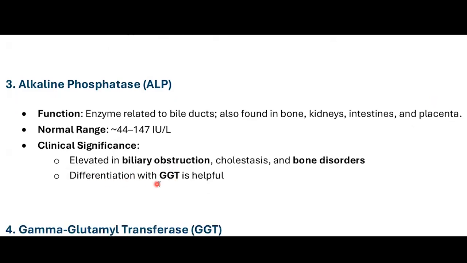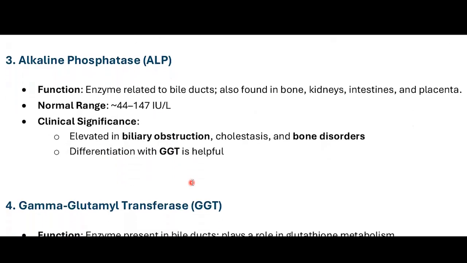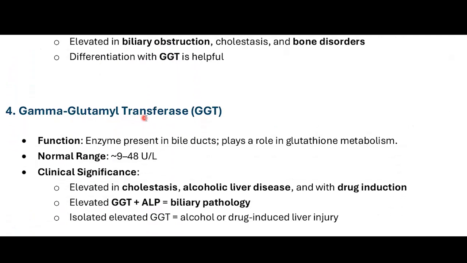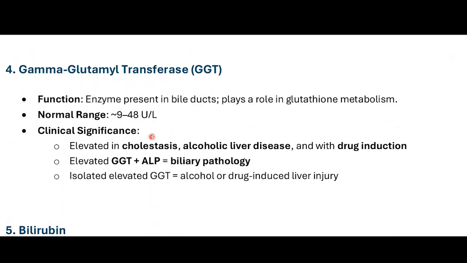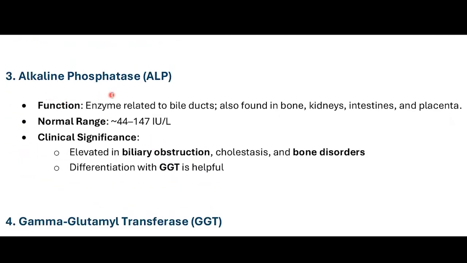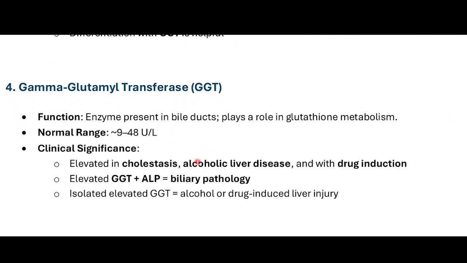And differentiation with GGT is helpful. We will consider it in the next parameter, that is Gamma-Glutamyl Transferase, GGT. The GGT enzyme is present in bile ducts and plays a role in glutathione metabolism. Normal range is 9 to 48 units per liter, and clinical significance, that is the most important thing: elevated in cholestasis, similar to alkaline phosphatase. Alkaline phosphatase is also raised in cholestasis, and GGT is related to alcoholic liver disease, that is the most specific one, and with drug induction.